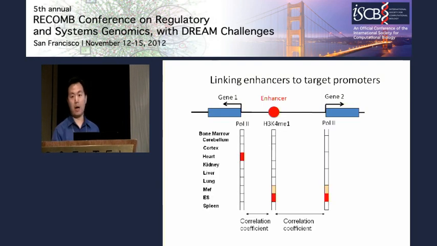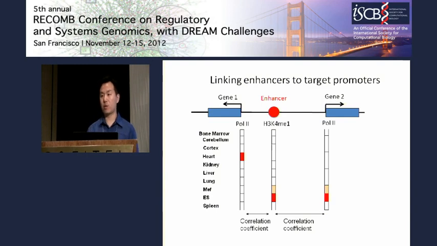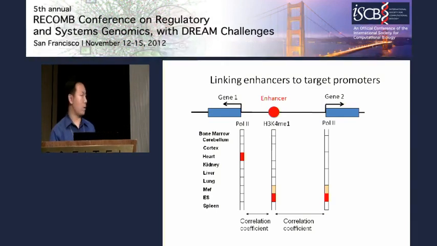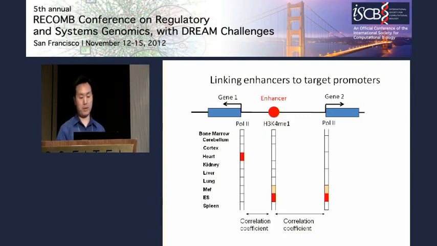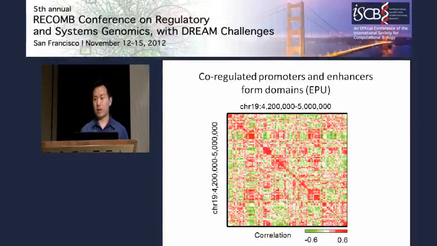So in this study, because we have profiled the chromatin state for the enhancers and promoters across 19 tissues, we can take advantage of their tissue specificity and link the promoters to the enhancers. For example, here, this enhancer and gene number 2 are both mouse ES specific, and they are highly correlated. But gene number 1 is heart specific, thus it doesn't correlate well with the enhancer. As a result, this enhancer will be assigned to gene number 2, although it is closer to gene number 1 in genomic distance.